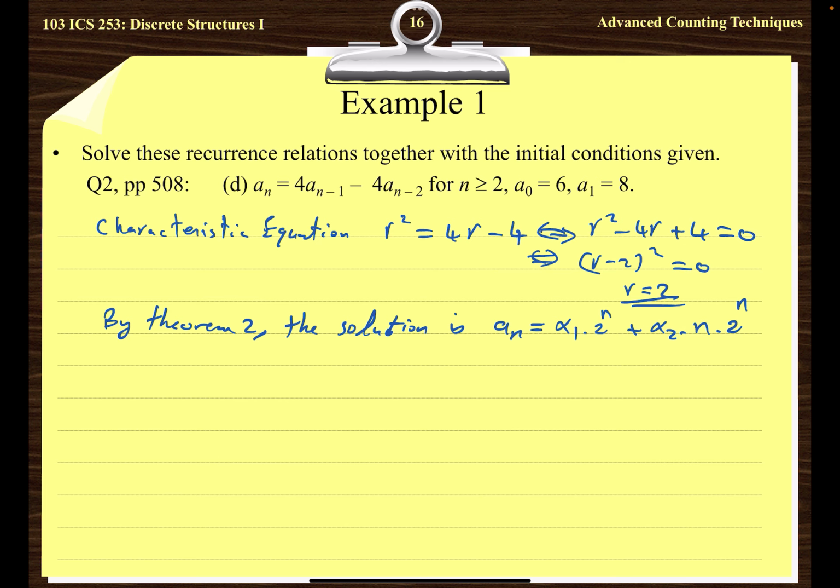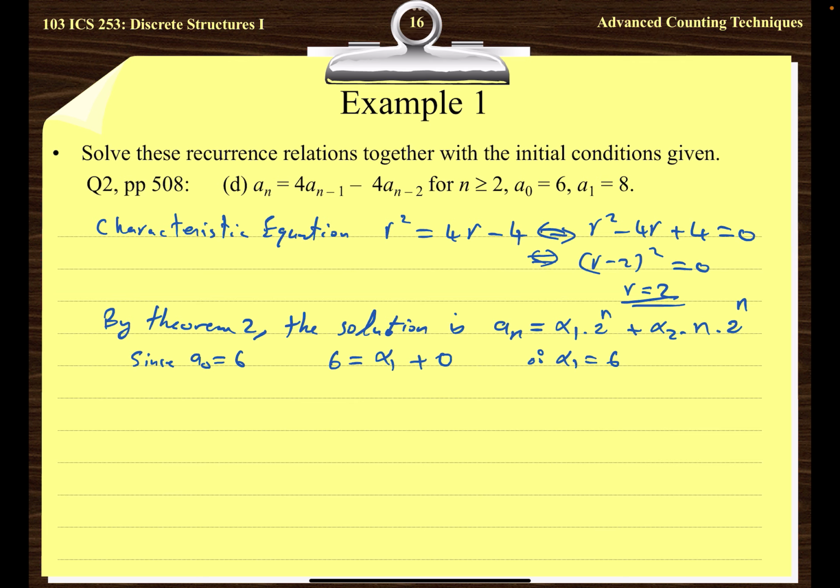Alpha 1 and alpha 2. I need to find them. How do I find them? Since a0 is equal to 6, we substitute n equals 0. Alpha 1 times 2 to the power 0 is alpha 1, plus alpha 2 times 0 times 2 to the power 0, which is basically 0. So therefore, alpha 1 is equal to 6.